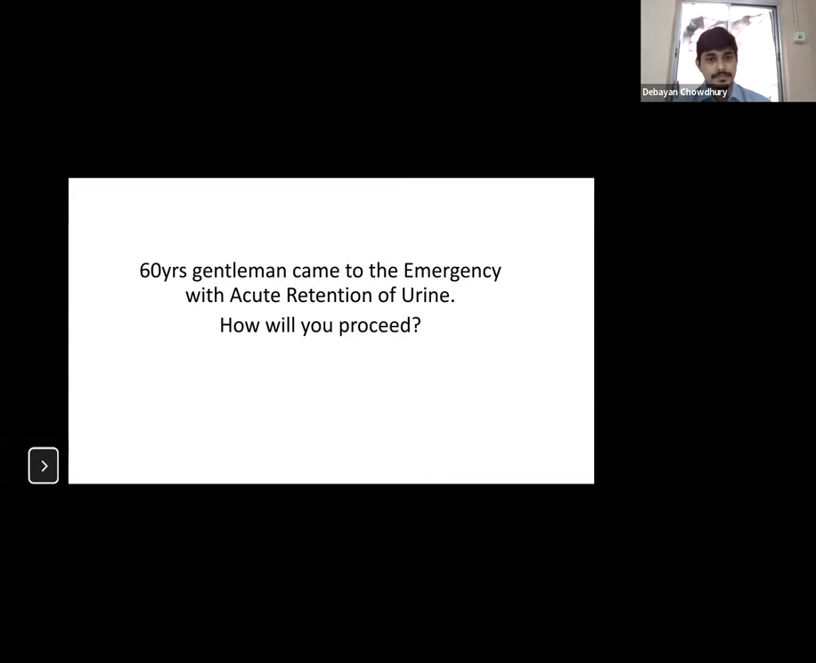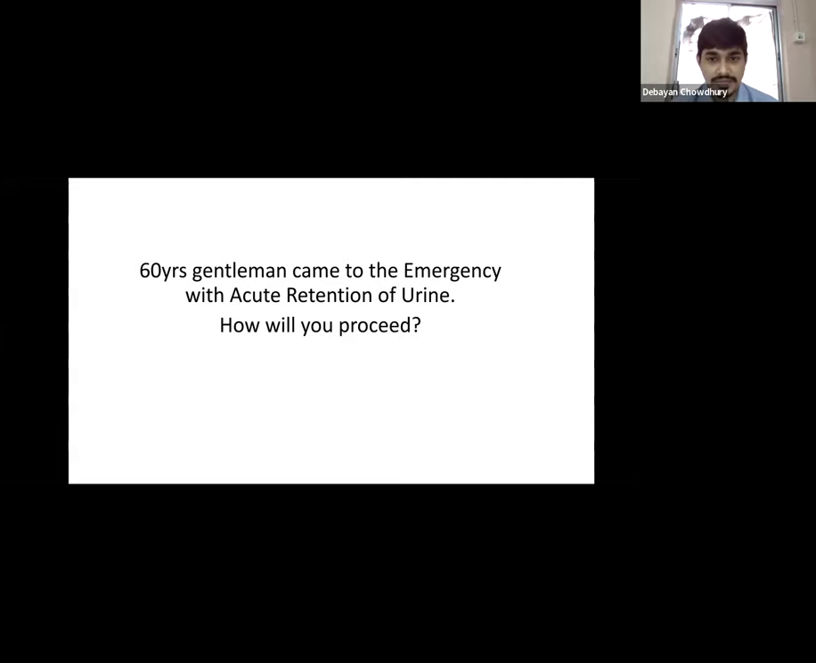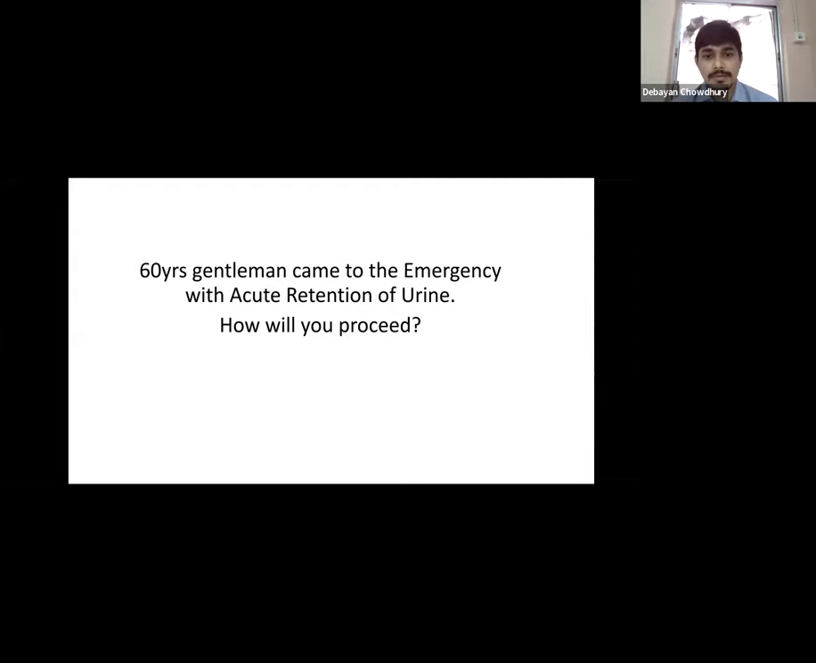A 60 year old gentleman came to the emergency with acute retention of urine. How will you proceed? Just one or two things. Two things you should ask this patient before you catheterize the patient. What are the things? Is there a similar episode in the past? Any associated trauma or not? Anything else? Were the LUTS symptoms present or not?